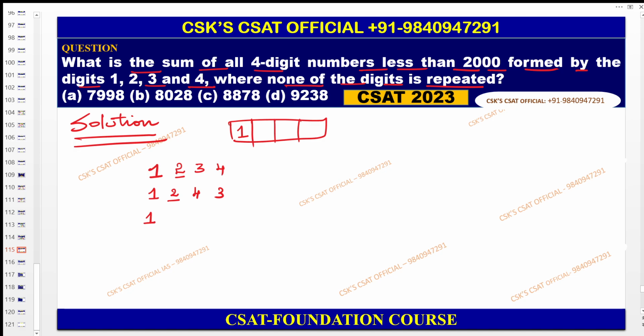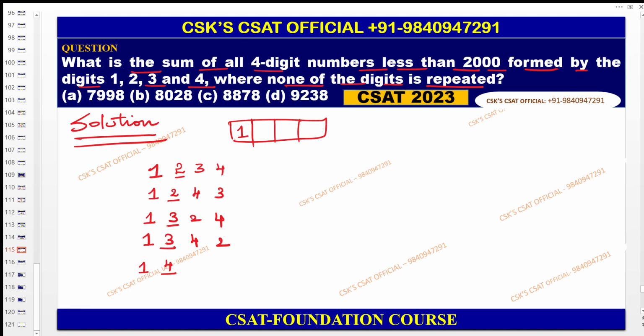Now 1 is fixed, that won't change here. So now 1300 series we are coming to. Keeping 3 here, what else is possible? 2, 4 is possible. So if you are keeping 4, 2 is possible. Then the 3 series is also over. If you are keeping 4 here, which means the 1400 series we are coming to.